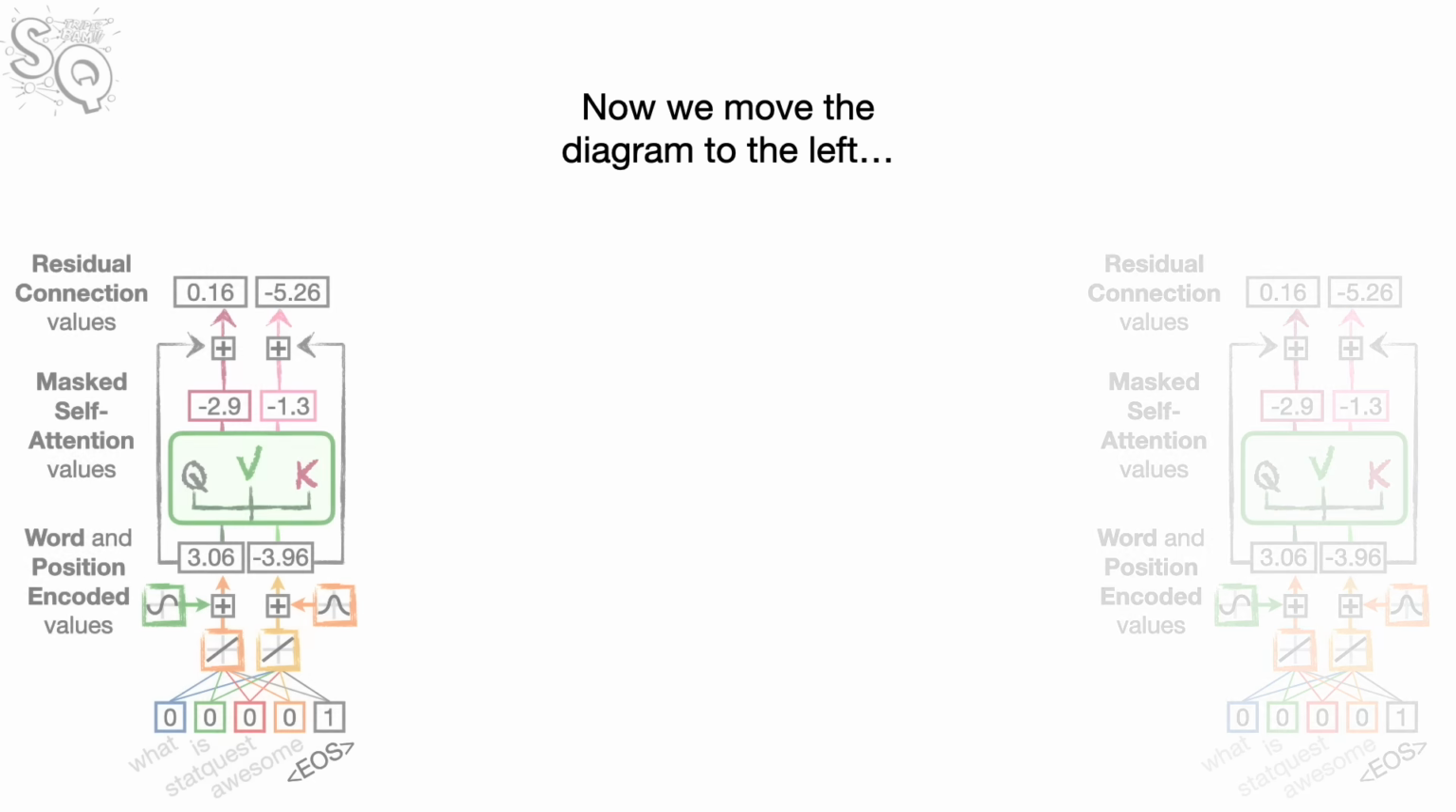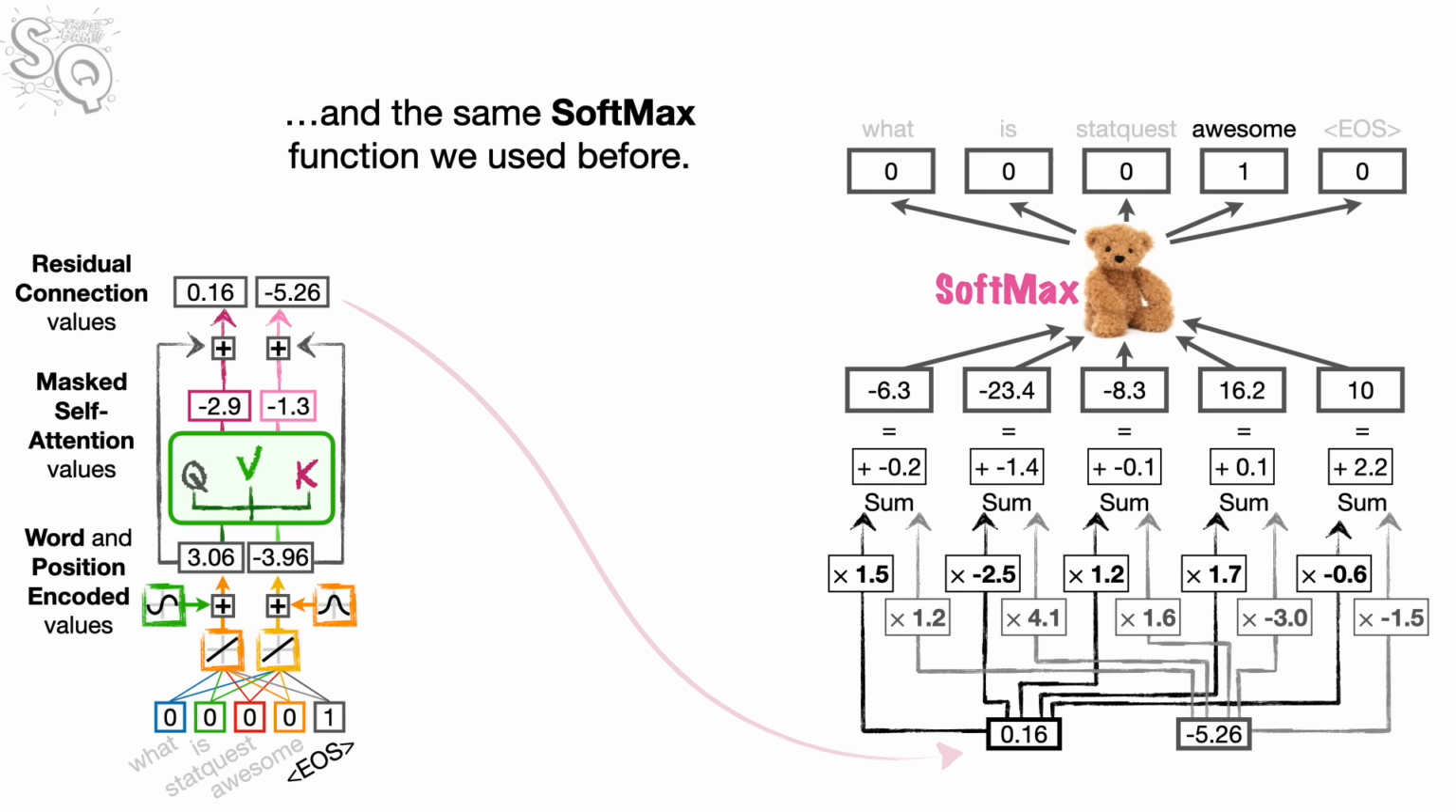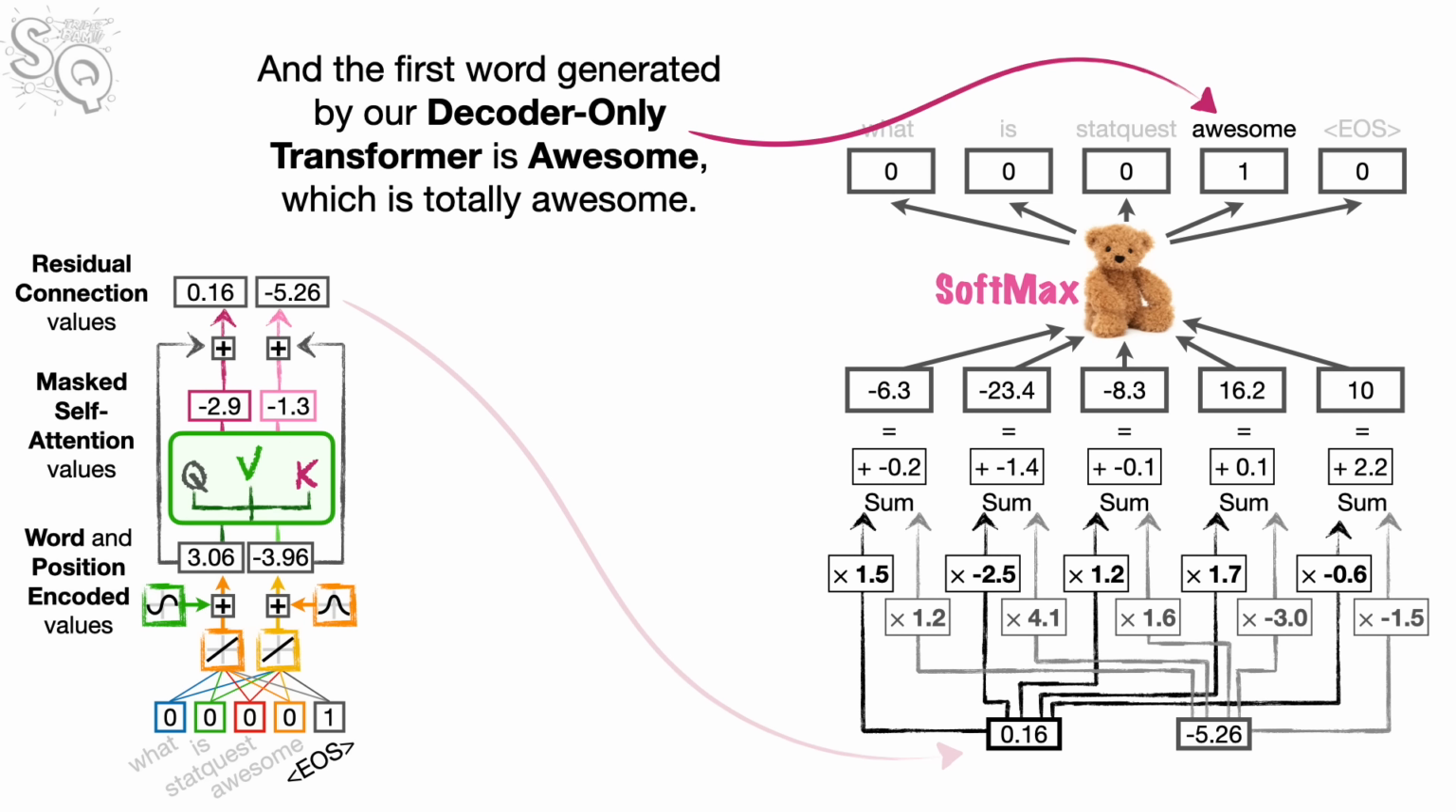Anyway, now that we have the masked self-attention values for the EOS token, we add the residual connections. Now we move the diagram to the left and run the numbers that represent the EOS token through the same fully connected layer we used earlier, and the same SoftMax function we used before. And the first word generated by our Decoder-Only Transformer is awesome, which is totally awesome.